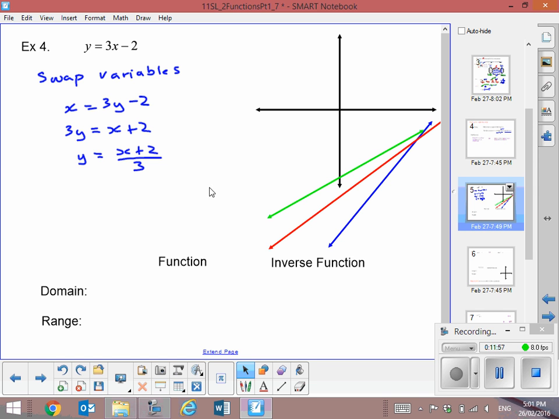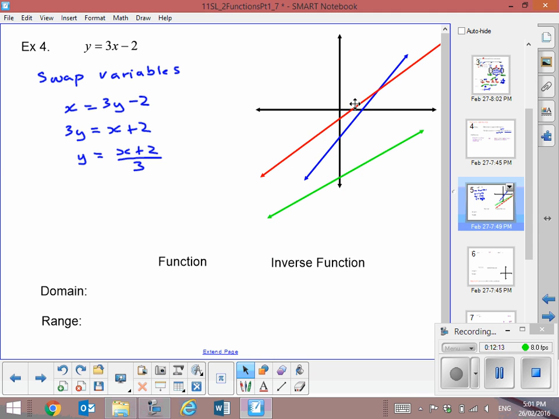If I want to put that on a graph, let's plot our original function. So this is roughly to scale. We've got a y-intercept at, say, minus 2, and a slope of 3, so that's about 3. I haven't got an exact scale on it. This is the line of y equals x. So it goes through the origin with a slope of 1.